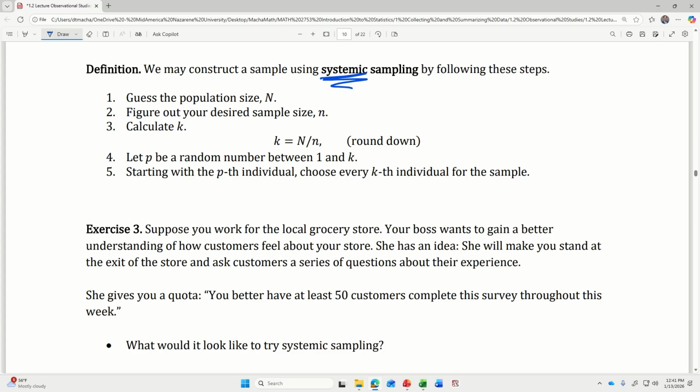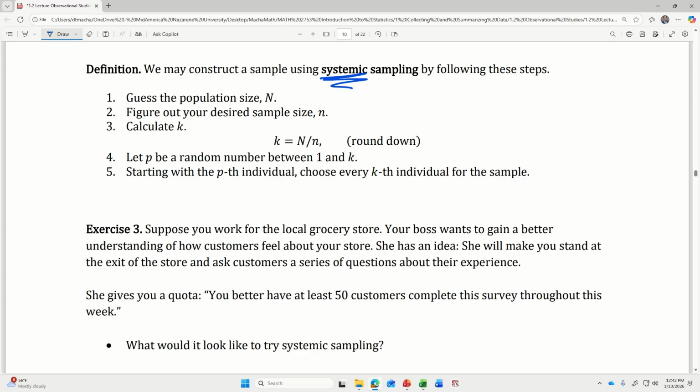And it's going to sound kind of confusing, a little bit complicated. You're going to start off by guessing the population size. And then you're going to figure out your desired sample size. You're going to calculate the ratio of population size divided by sample size. Take this number and round down to the nearest integer, k. Generate a random number between 1 and k. And then starting with that individual, you're going to choose every kth individual for the sample.